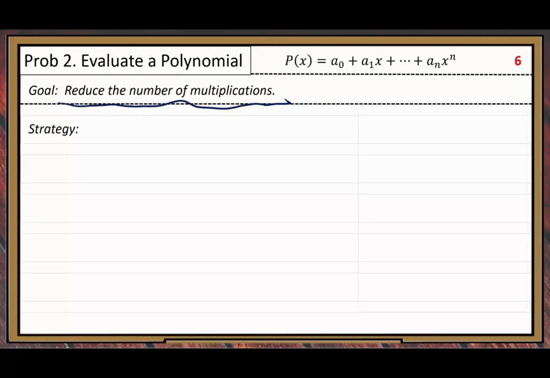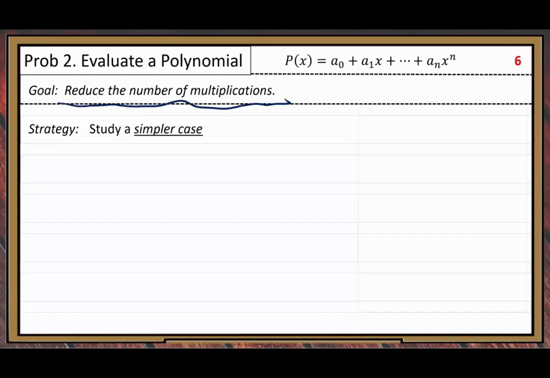Strategy. So we need a strategy. But this strategy, we used it before. So we are familiar with the strategy. So what's that? Study a simpler case. Because we don't know how to do it, right? We have no idea. So we want to do some experiments. When we do experiments, we want to consider simpler cases. Certain simpler cases. That's the idea.